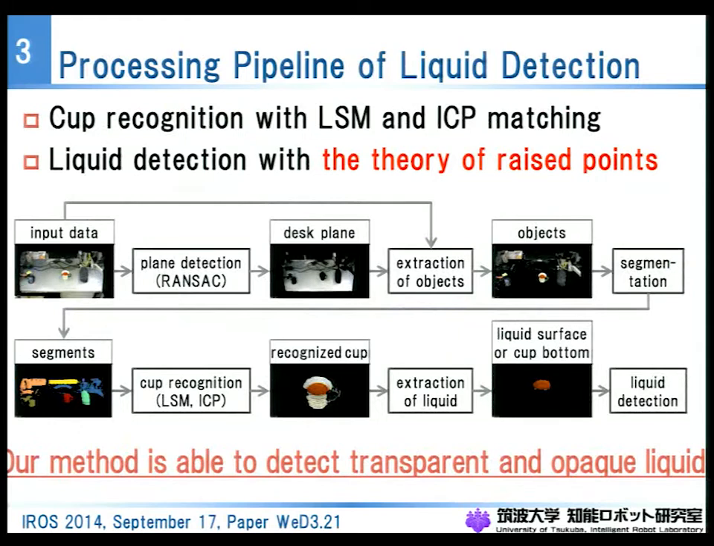This figure shows the processing pipeline of our method. Cup recognition is performed with the least squares method and ICP matching. Liquid detection is performed with the theory of raised measured points. Our method is capable of liquid detection in cups for various degrees of transparency.